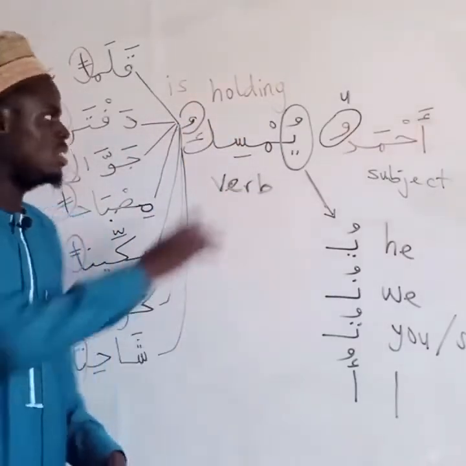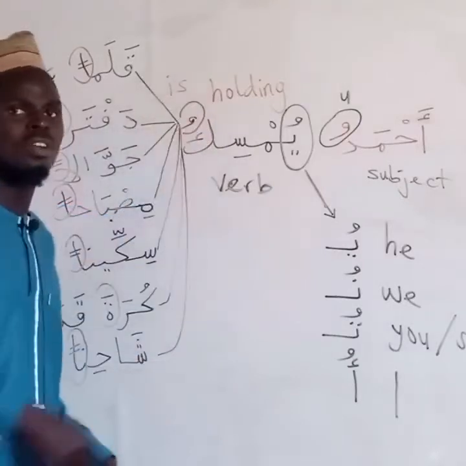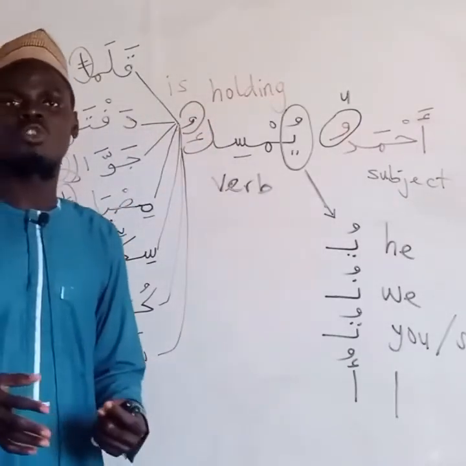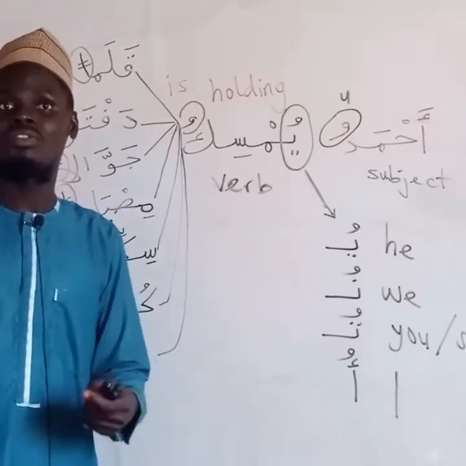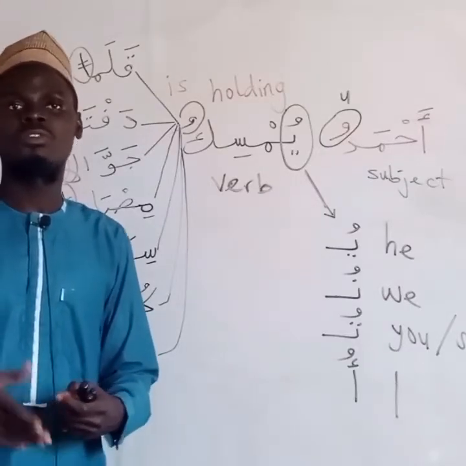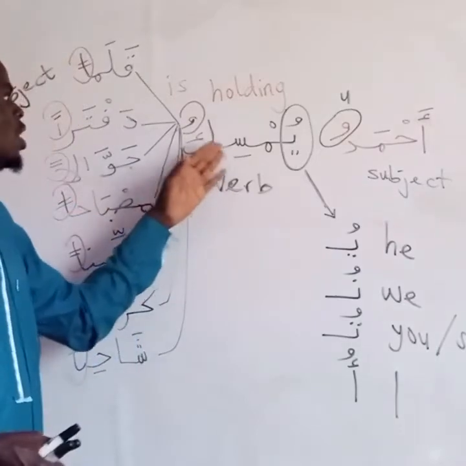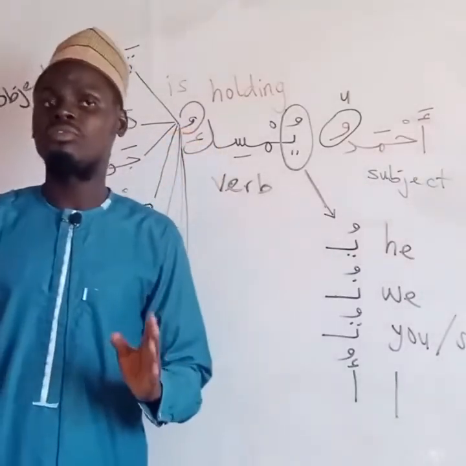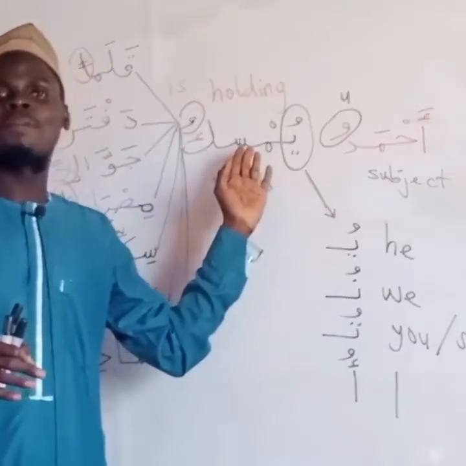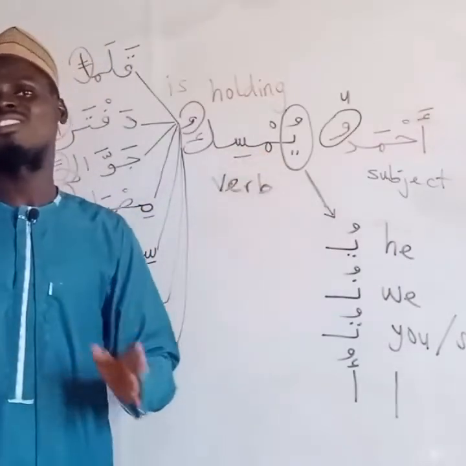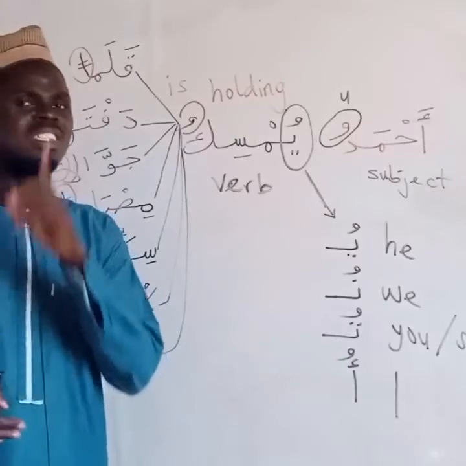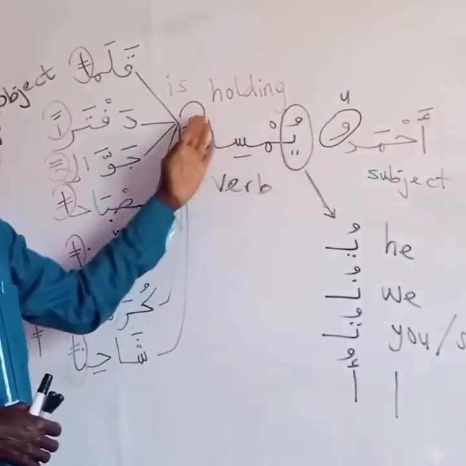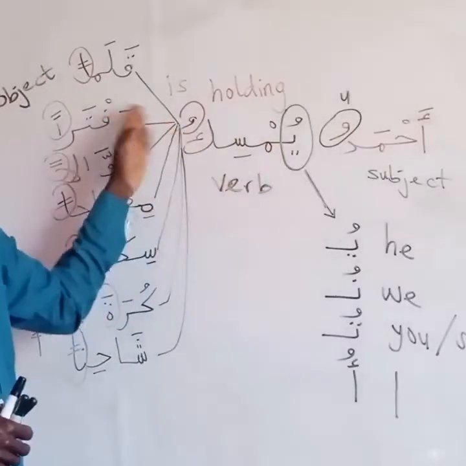Another rule is that the verb will have a dhamma on its end, except in some exceptional situations, which we shall be unfolding and revealing in the subsequent videos, God willing. Yumsiku, you give it a dhamma. That is what a progressive verb like this takes originally, it takes a dhamma, except in those exceptional situations. Ahmadu is holding, yumsiku is holding.